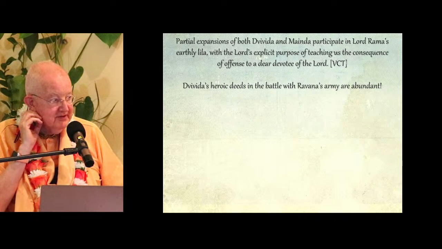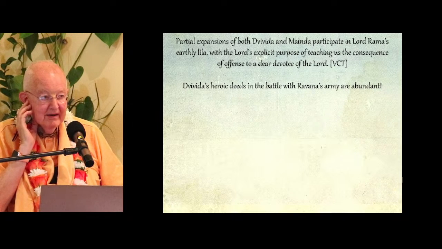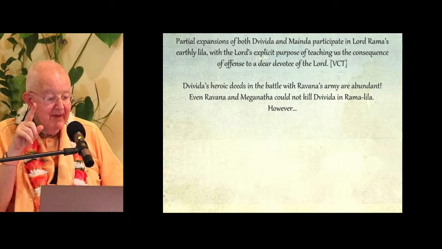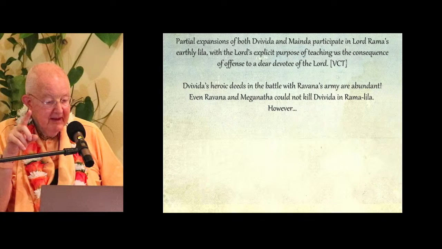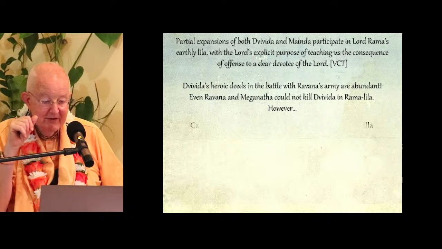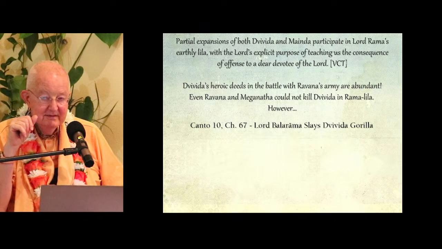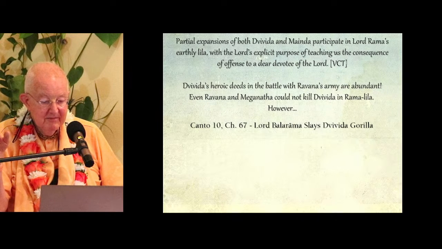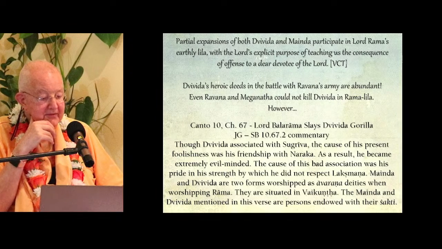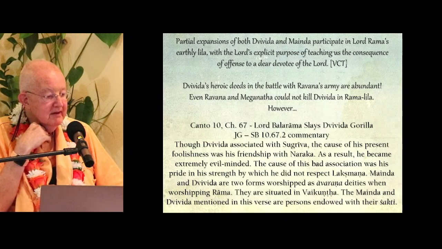I mentioned, here it is mentioned again, during the battle, the Yuddha Kanda section, Dvivida's heroism and power and strength are mentioned again and again. There were battles between Ravana and one of his great generals, Meghanath. They couldn't kill Dvivida because he's so very, very powerful. However, that same Dvivida, much later in time, was slain by Lord Balaram. And in between, there was some offense. So here's Jiva Goswami's commentary on Chapter 67 of Canto 10, Balaram slays Dvivida.